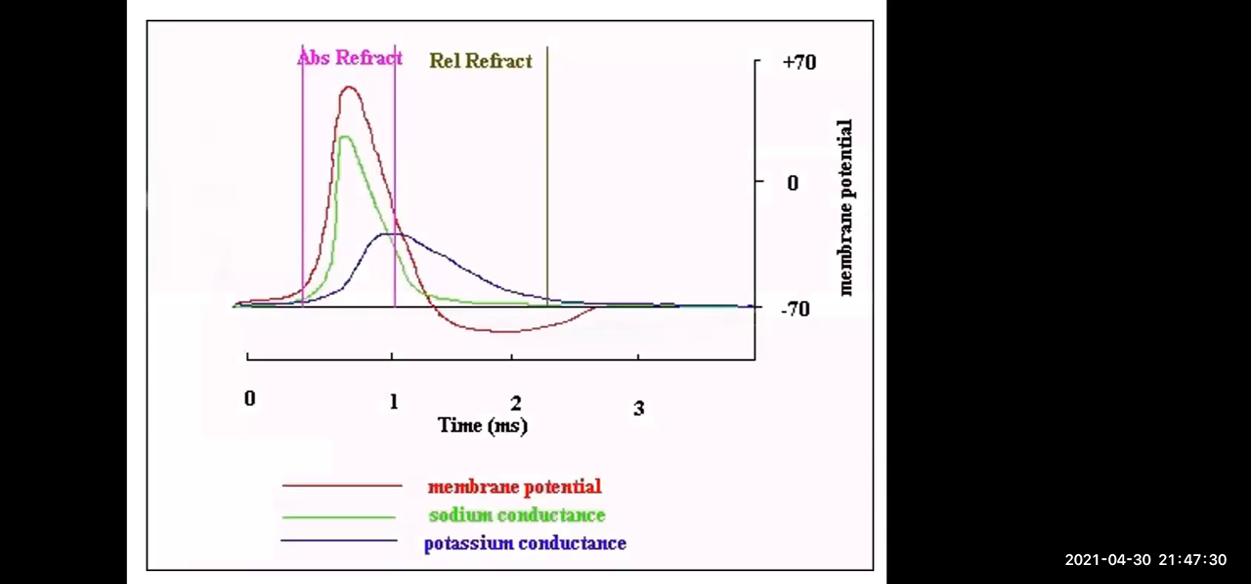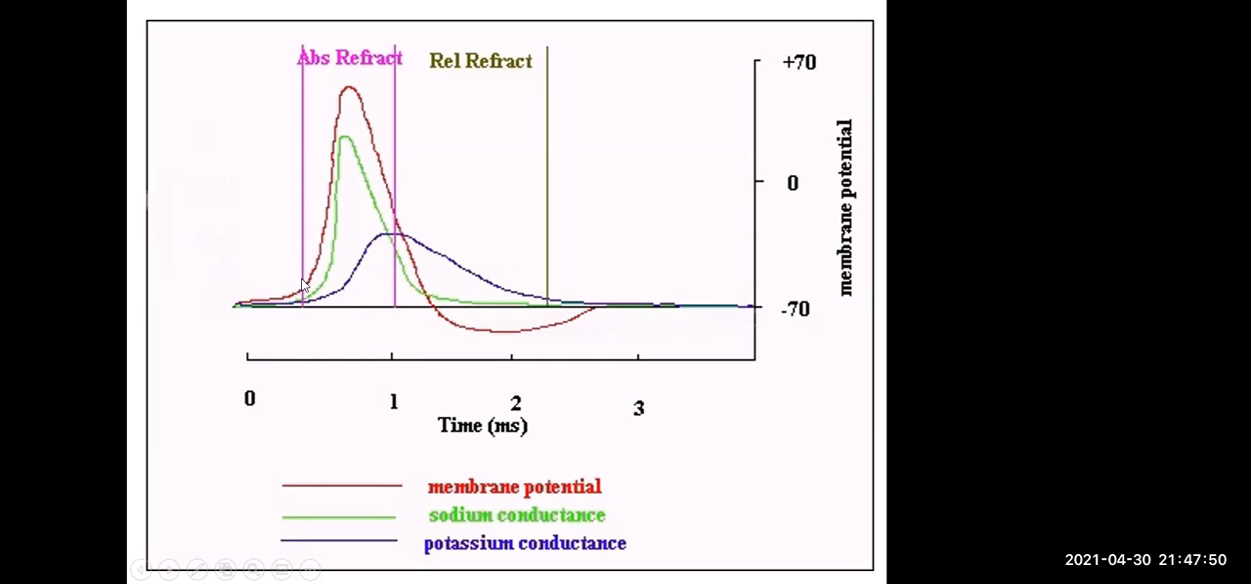Yeah, please continue. So this membrane potential, now you can see the absolute refractory period, time duration. If you look at the action potential curve, the red line is the action potential. Green is the sodium conductance, and blue is the potassium conductance.